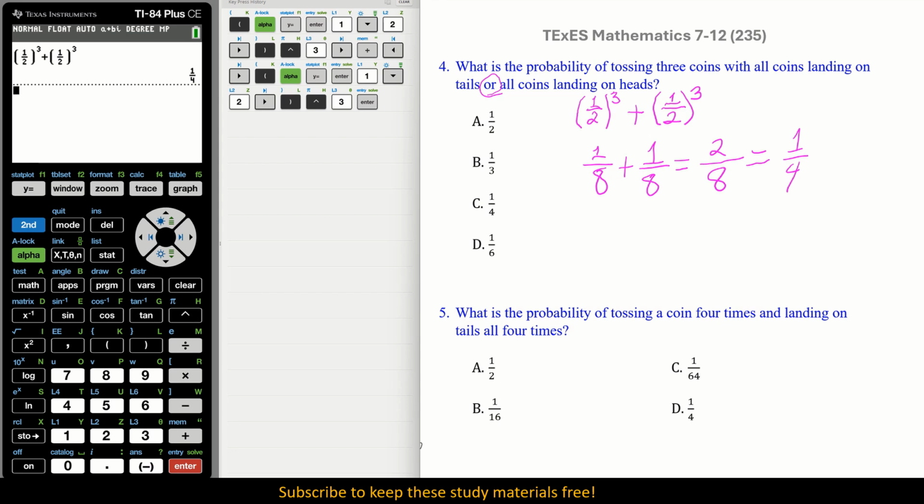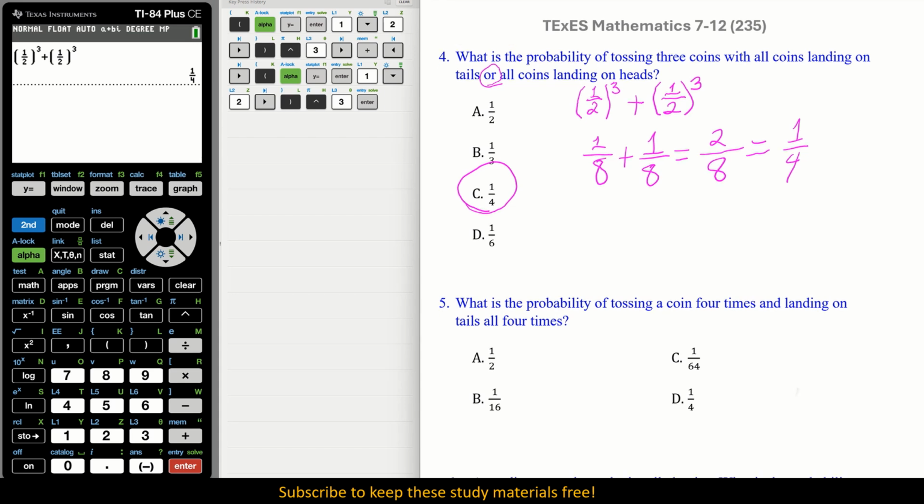It took me just as much time, the same amount of time, whether I wrote it all out or did it in my head. I could have made a mistake, but instead, I read the problem, put it into the calculator exactly the way I saw it, and it simplified for me. So that's the benefit of using your calculator for a simple probability situation such as this.